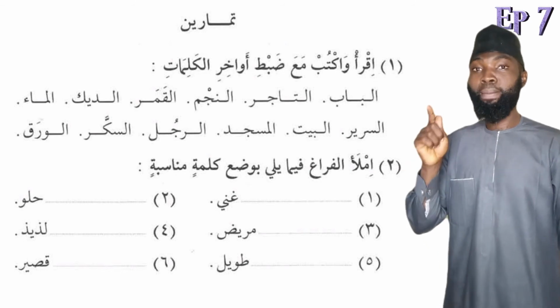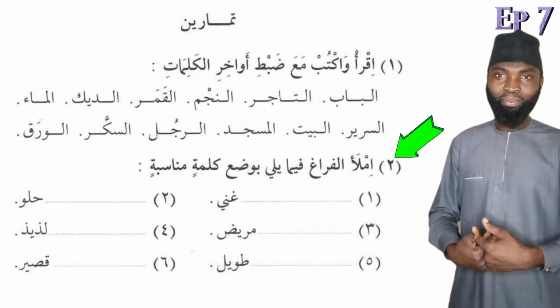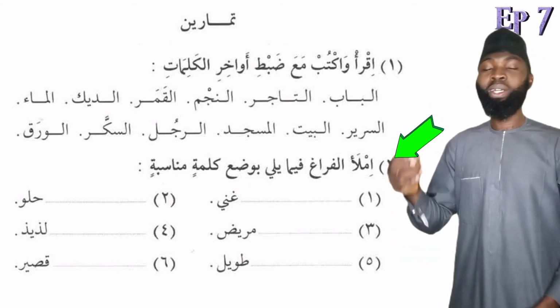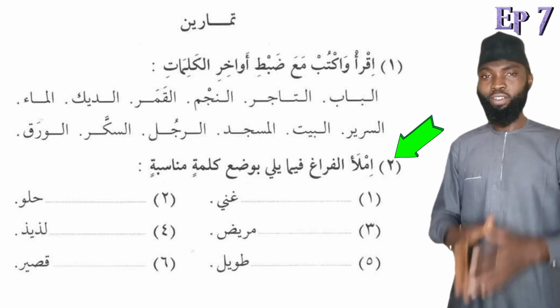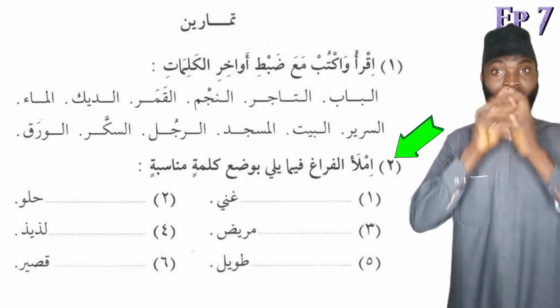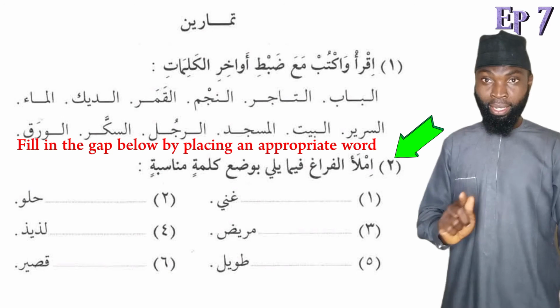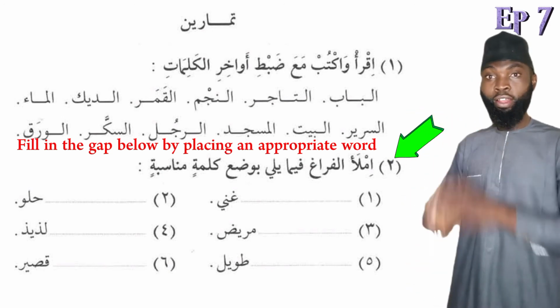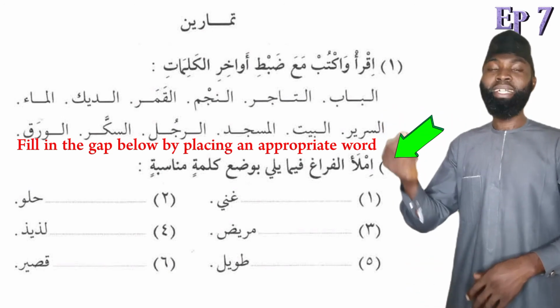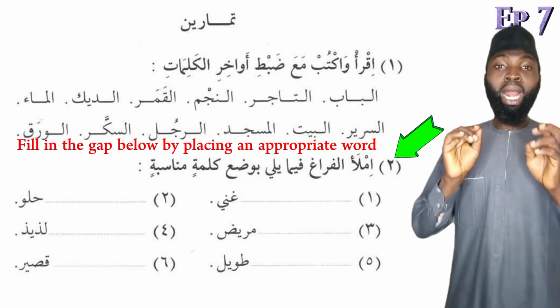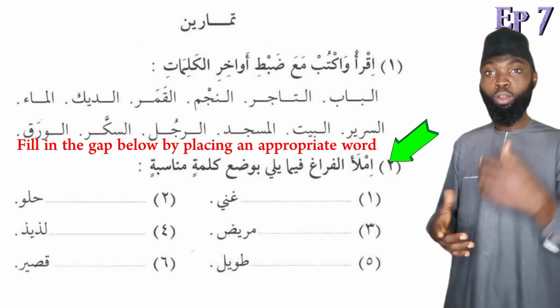Let's move on to the next exercise, number 2. What is there is imla' al-faragh. You know this. Fima yali biwad'i kalimatin munasiba. For the sake of those who are joining us at this point, imla' al-faragh, fill in the gap. Fima yali, the following, fill in the following gaps by placing an appropriate word, biwad'i kalimatin munasiba. So you look for the word by yourself.